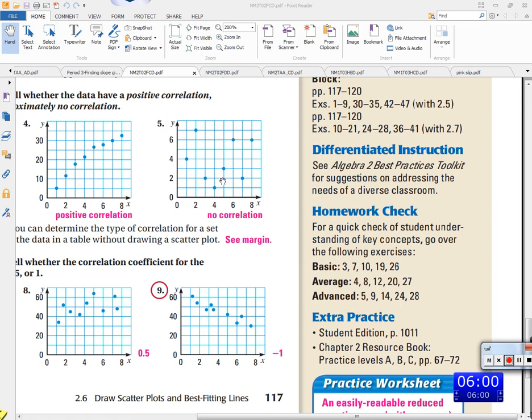Now, maybe we're just looking at the data too closely. Maybe if we back out and take much, much more data, rather than from 0 to 8, from 0 to 1,000, and on the y-axis, instead of 0 to 8, maybe from 0 to 1,000, maybe we'll start to see a trend then. But for now, in this small area, there's no correlation between these two pieces of data.